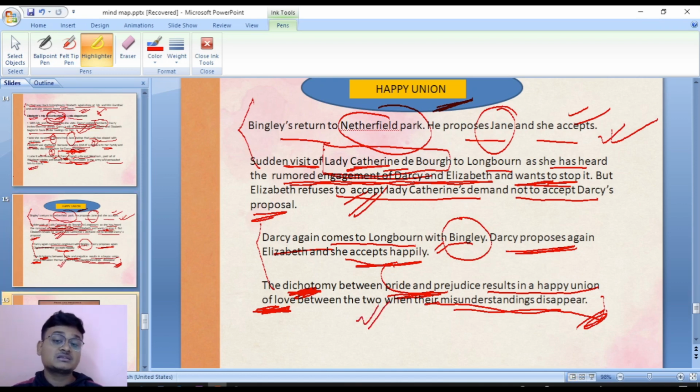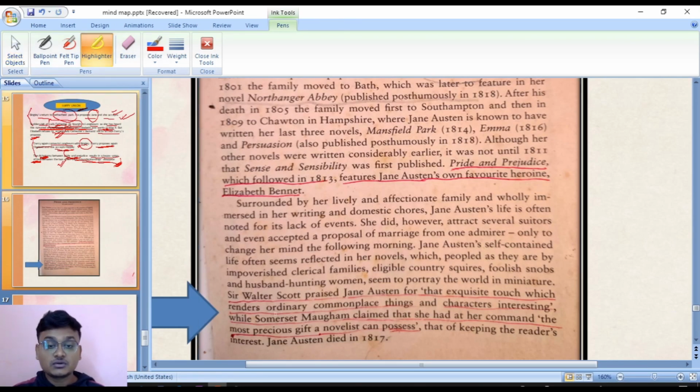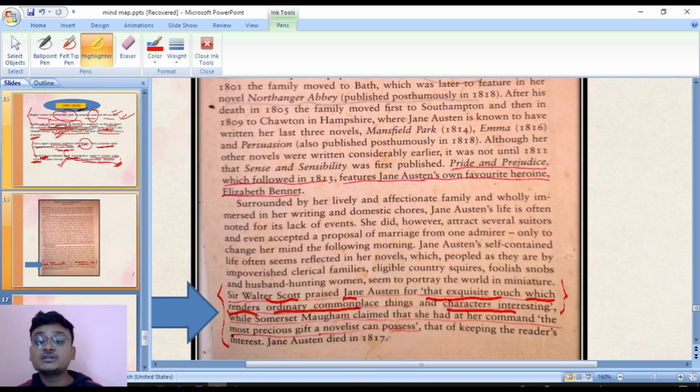Now let's move to the last slide here. Let's zoom it here. Sir Walter Scott praised Jane Austen for that exquisite touch which makes ordinary commonplace things and characters interesting. Who does that? Jane Austen. And for that exquisite touch, Sir Walter Scott praised Jane Austen for this novel.